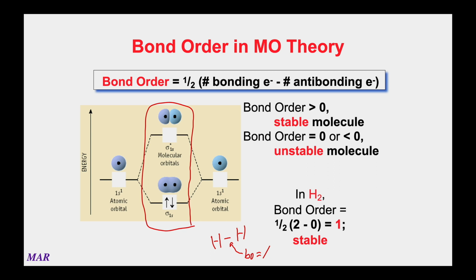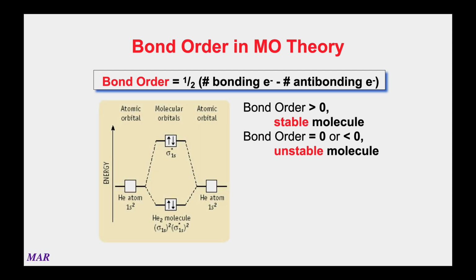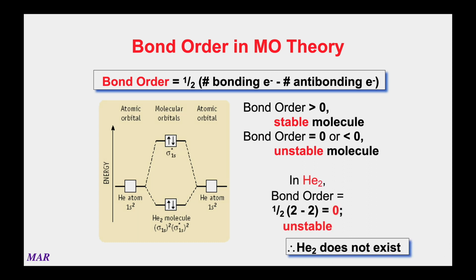Not all the time, but most of the time, I would argue they will be stable. Let's look at another example. We looked at dihelium earlier. Dihelium has this structure right here, where both the bonding and the anti-bonding orbitals have 2 electrons inside them. For dihelium, the bond order is 1/2 (bonding 2 minus anti-bonding 2), so 1/2 times 2 minus 2 is 0. So dihelium is unstable. Dihelium, to the best of my knowledge, has never been found.